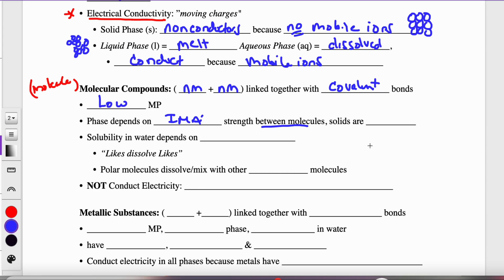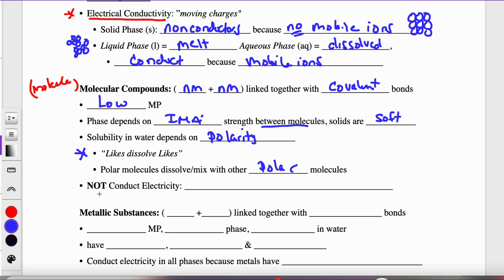Their phase depends on the IMF strength between molecules. Molecules that exist in the solid phase tend to be very soft. Also, their solubility in water depends on their polarity. We have a saying, and you need to get this memorized: likes dissolve likes. Polar molecules dissolve or mix with other polar molecules.